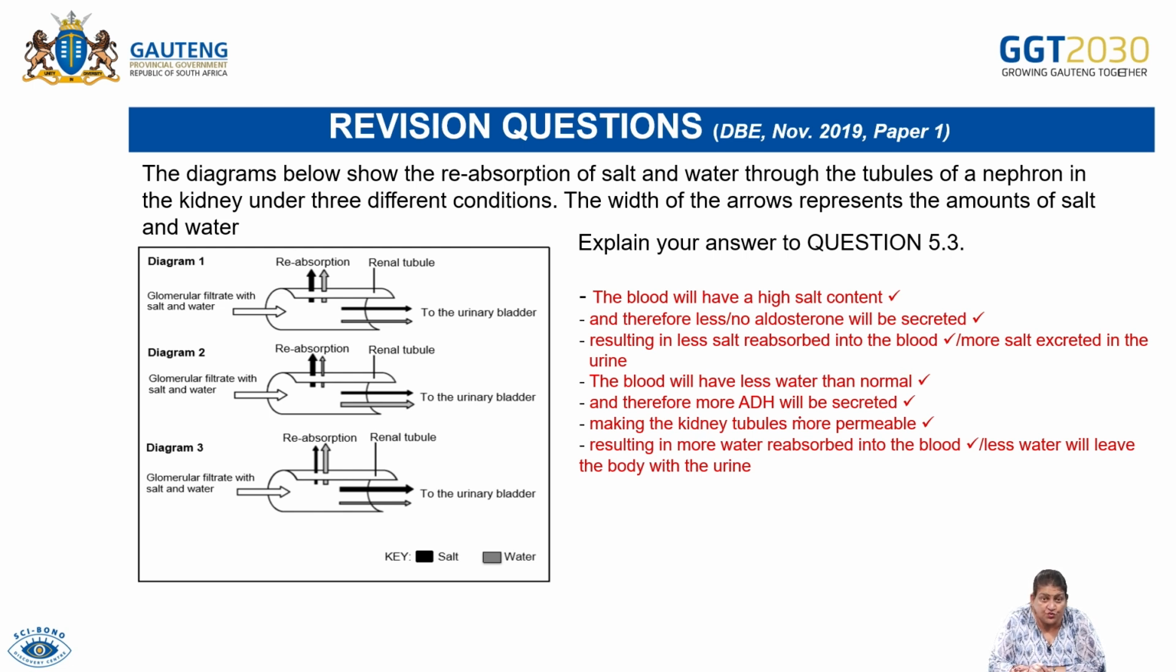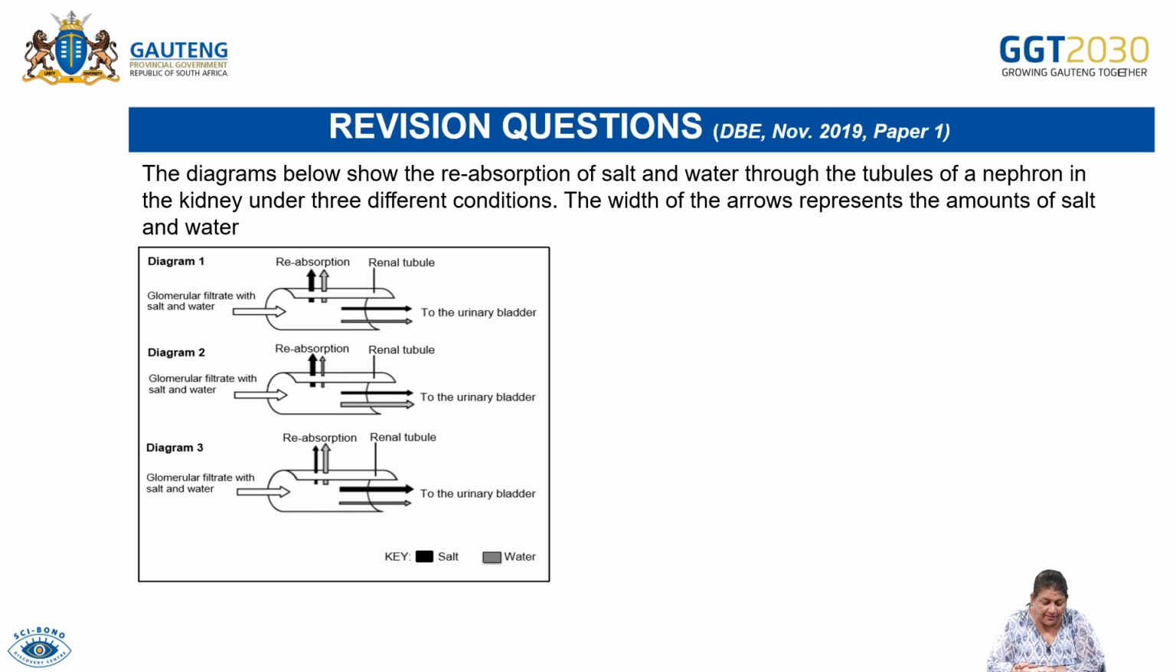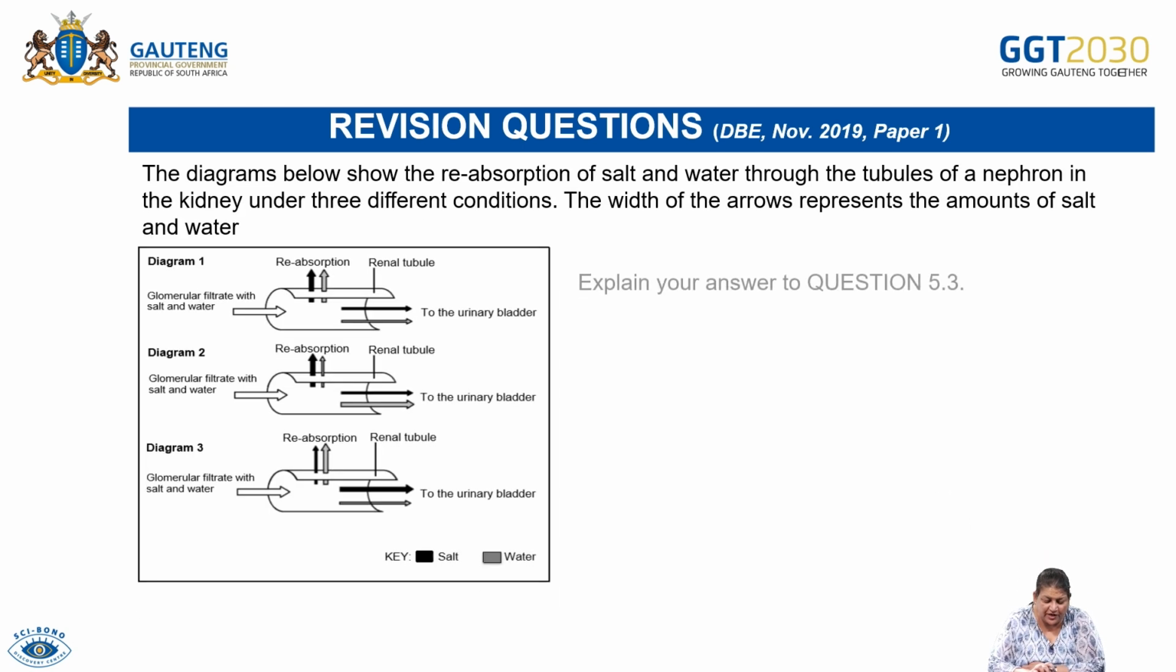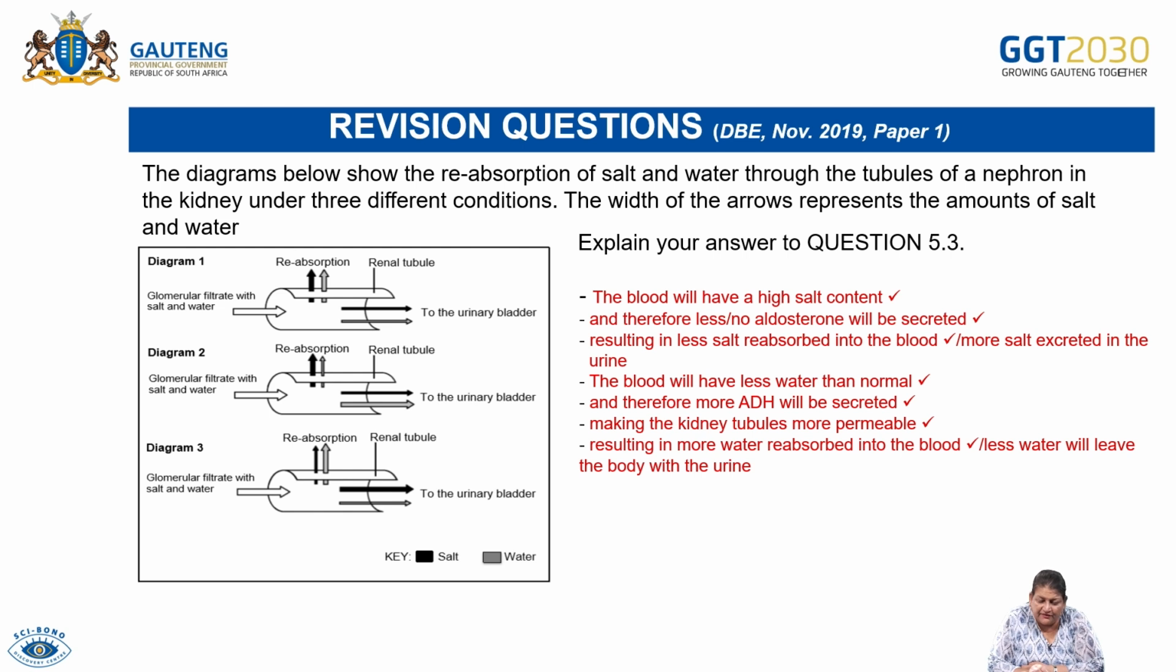The blood will have less water. Why less water? Because remember they said also, let us look at this. See, he ate salty chips, but without taking water. So he had a lot of salt, but because he never drank water, even his water balance was low. So you have to include it in your answer, that the blood will have high salt, therefore no aldosterone will be released. Therefore less salt will be reabsorbed because he's having a lot of salt. Right? The blood will have less water than normal. Why? Because he didn't drink enough water.